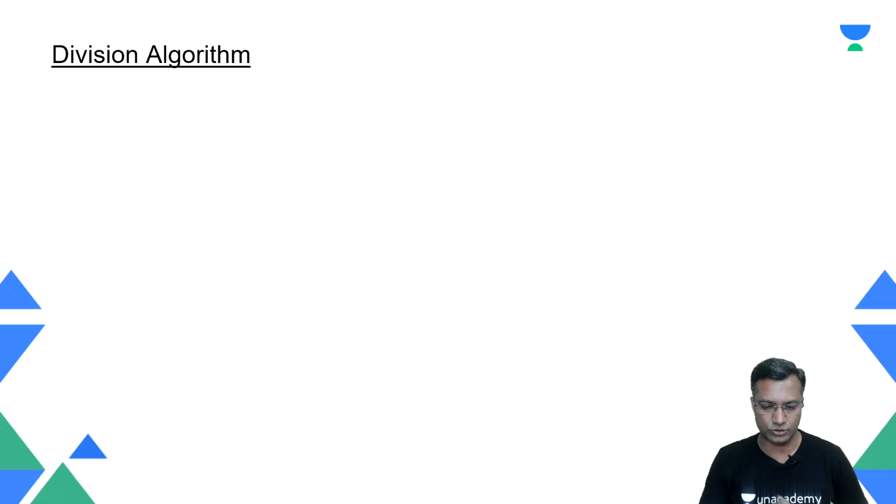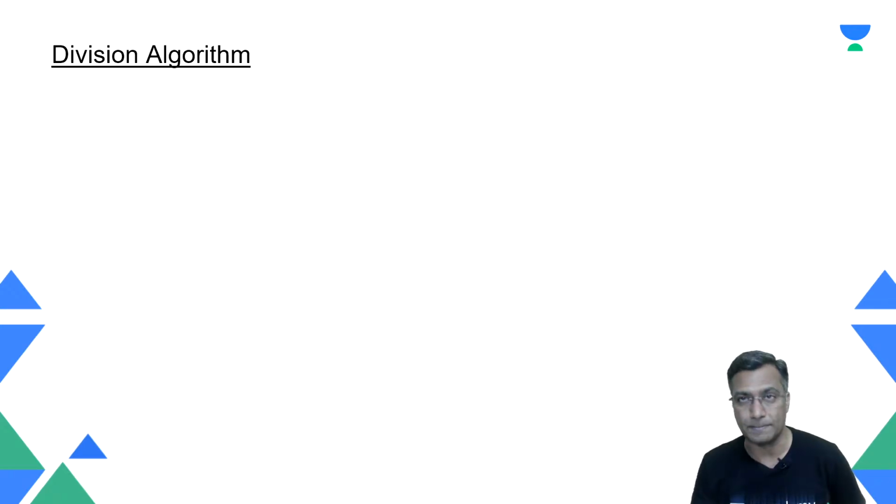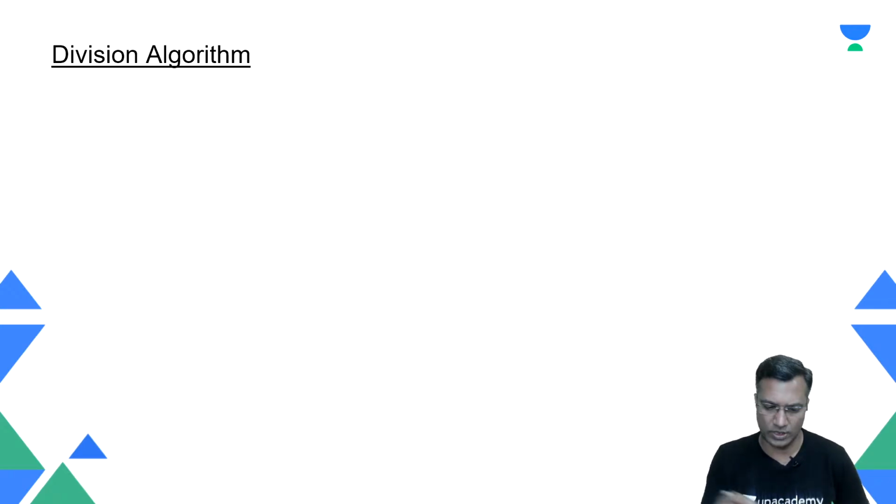All right, let's come back to the division algorithm. What does division algorithm mean to us? Division algorithm is pretty simple. Here there is a number, there is a divisor, and there is a quotient, right? And there is a remainder. There may be a remainder, which can be 0 also, right? This is what it is.